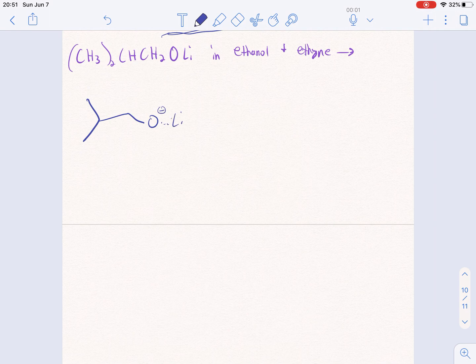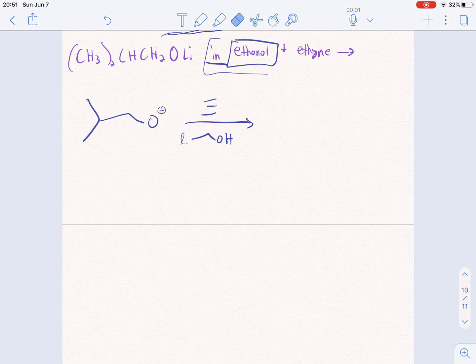Again, we see these metals. Ignore the metal and give whatever the end element is a charge. And when it says in ethanol, that means that this is the solvent. It's in ethanol. So for now, we don't care about the solvent. And we're working with ethyne. Ethyne is our other reactant.